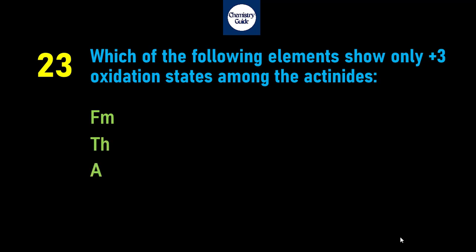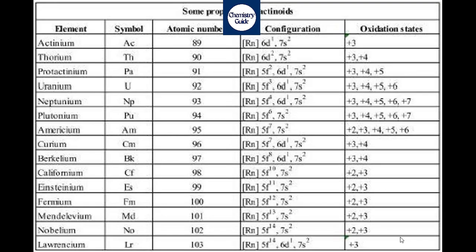Among these actinides, only fermium (Fm) has the +3 oxidation state. Only in fermium do we find a +3 oxidation state, while the others don't have it.